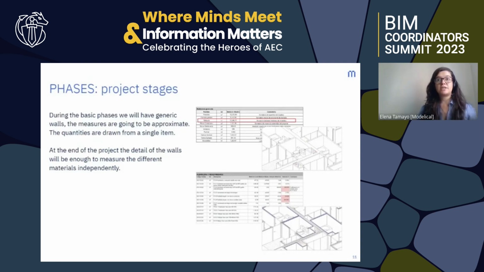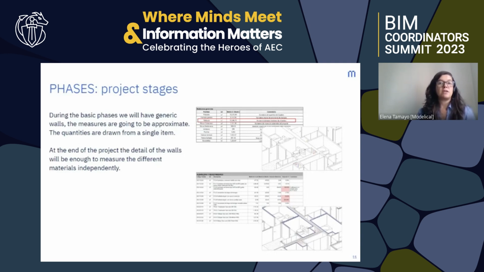Another example of adjustment through phases are the measurements. One of the most valuable checks we do is the verification of the quantity takeoff. You can see in the picture the difference of the partitions of a project. At the first stages, we have generic walls, so the measures are going to be approximate, and we will measure the complete partition. But when we check this during the execution phase, we will get a lot of definition of the material and also the adjusted areas for each.